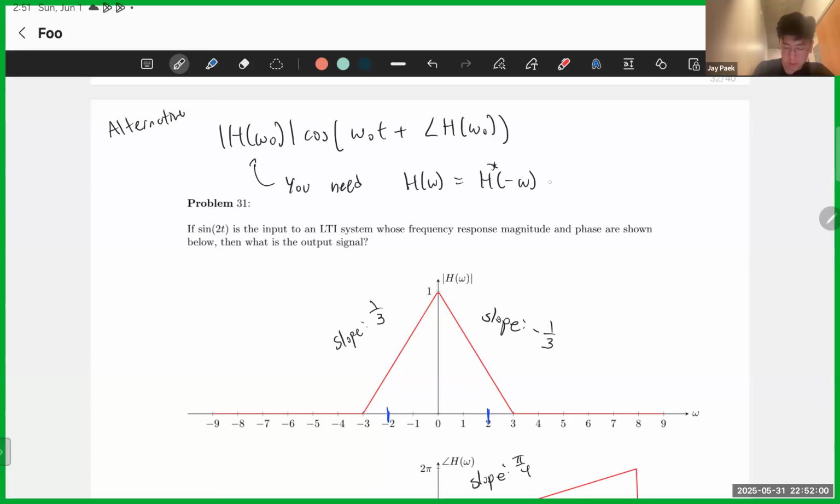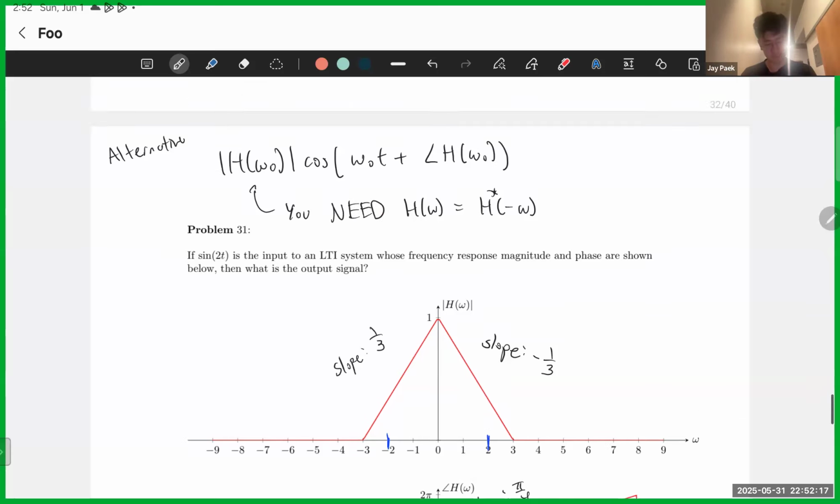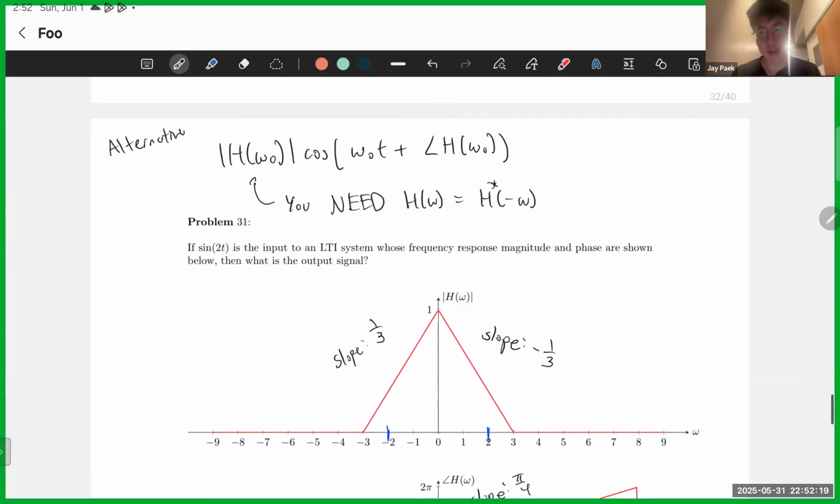You need this, but since this is true, you could do this. But this is not true in general. That is the most important part, because you need this to be true. Otherwise you cannot do that.